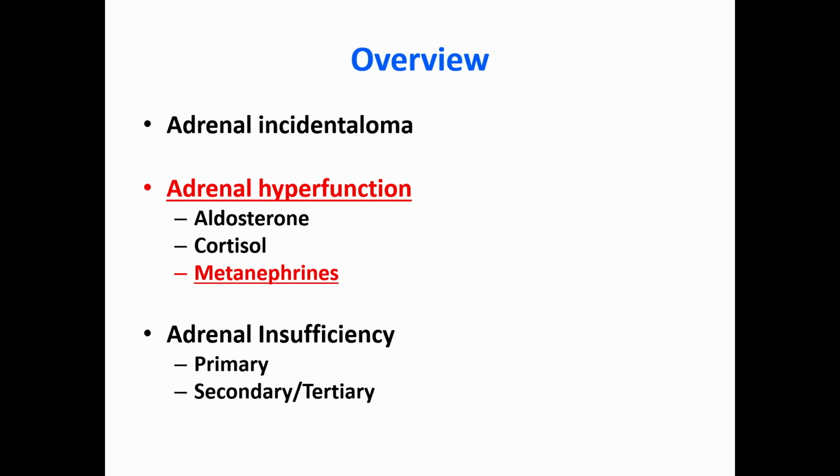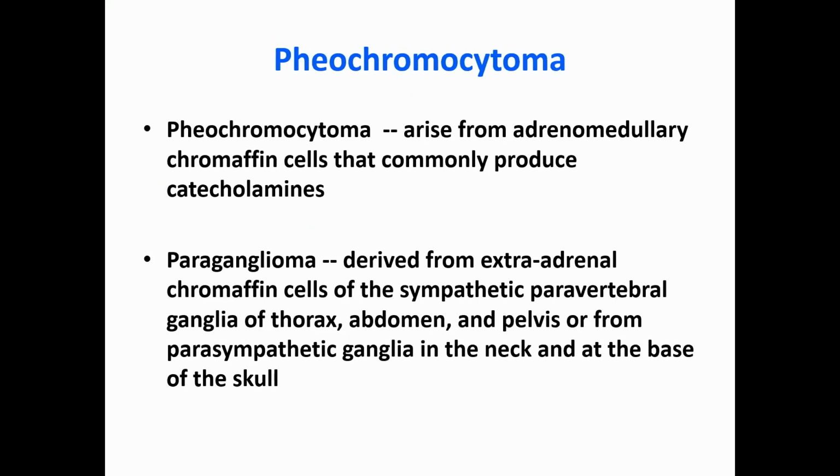For the third hormone, metanephrines, pheochromocytomas. So pheochromocytomas arise, as you know, from the adrenal medullary chromaffin cells that produce catecholamines. And paragangliomas are derived from extra-adrenal chromaffin cells of the sympathetic paravertebral ganglia, and they can occur in the thorax, abdomen, pelvis, or from the parasympathetic ganglia in the head or in the neck and the base of the skull.